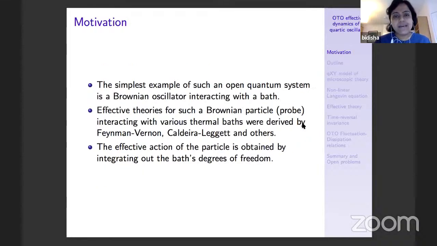So the simplest example of such an open quantum system is a Brownian oscillator, which is interacting with a thermal bath. And effective theories for such a Brownian particle interacting with various thermal baths have been derived by Feynman, Vernon, Caldeira, Leggett, and others in the past. And the effective action of the particle is obtained by integrating out the bath's degrees of freedom.